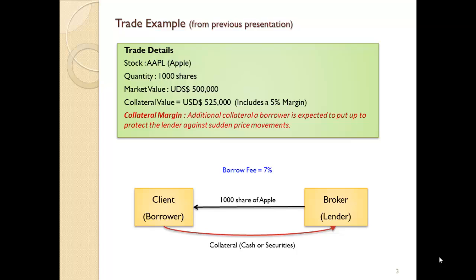The borrower has two options. Either they can give cash as collateral or securities as collateral. This is usually pre-agreed before the borrower and the lender enter into a contract.